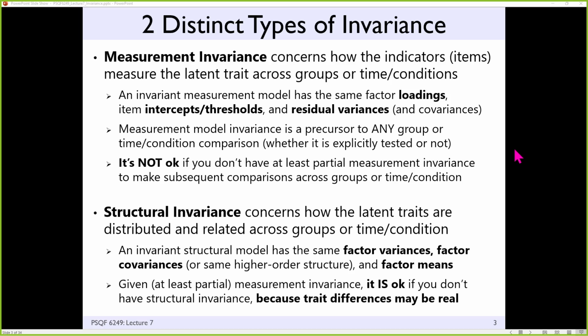That's exactly the question, is if there's change, what caused it? Is it change in how the items relate to the trait, or is it change in the amount of the trait itself? The latter, amount of the trait itself, is part of structural invariance. Change in how the items relate to the trait is measurement invariance. And measurement invariance is a logical prerequisite to looking at structural invariance.